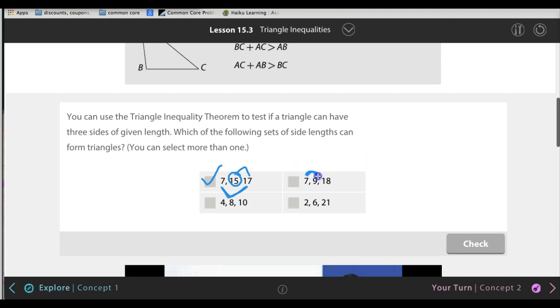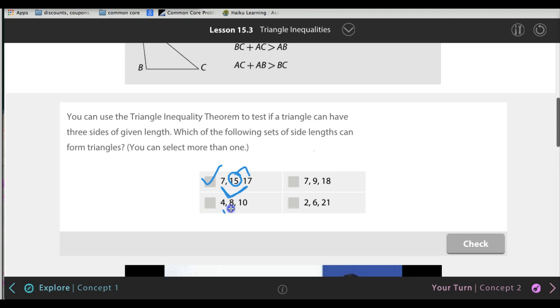7 plus 9 is 16, and 18 is bigger than 16. That's not going to work out. When we add the two sides together, it always has to be bigger than the other side. So this is not the correct answer. Okay? So I'm just going to go ahead and erase it because I know that's not correct. What about this one? 2 plus 6 is still smaller than 21, so that's not going to work either.